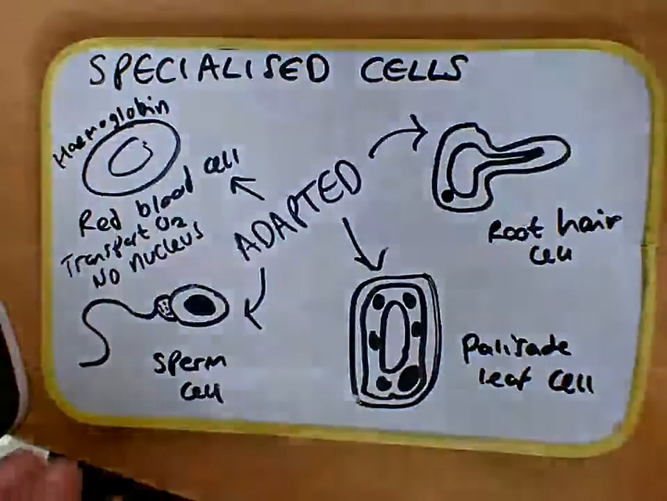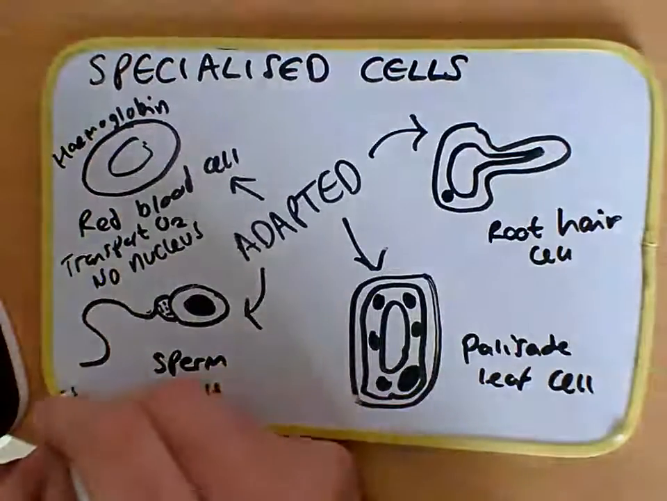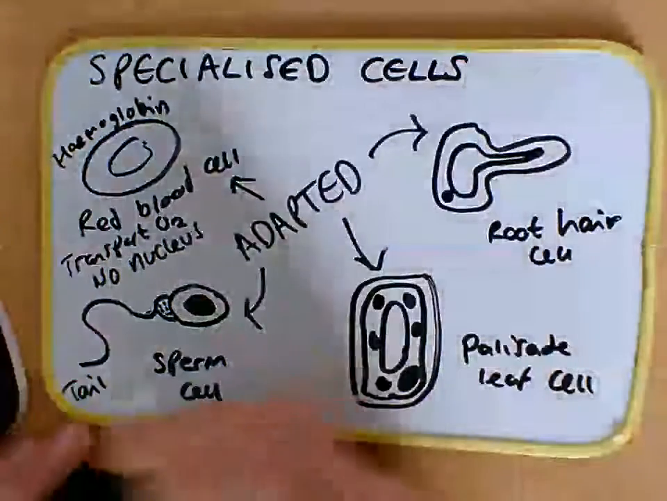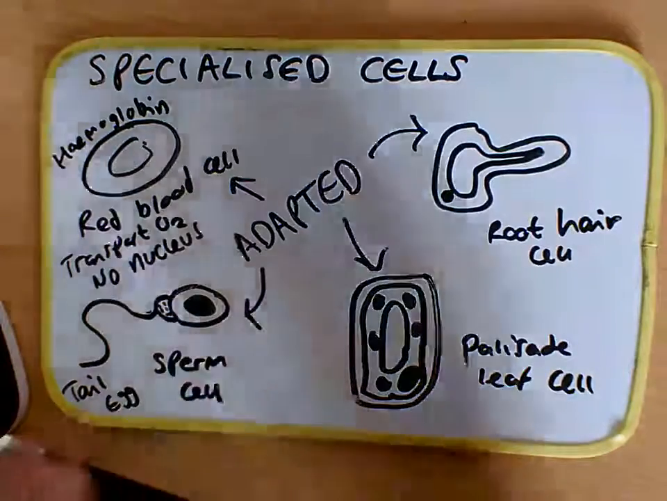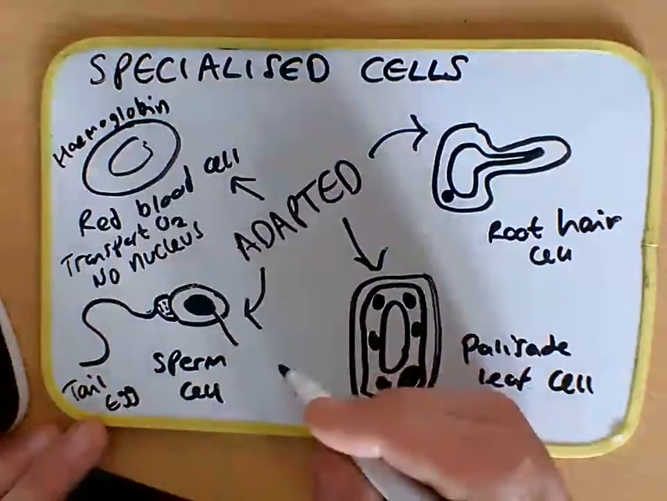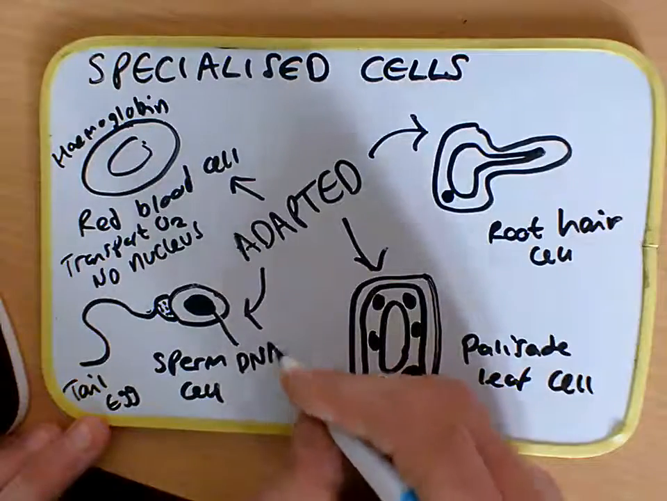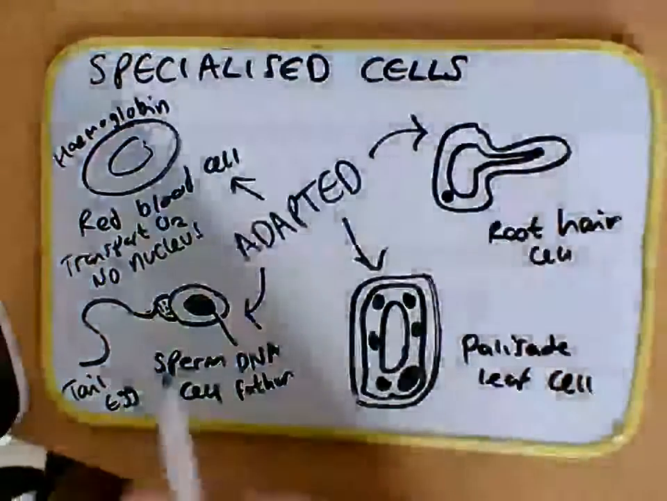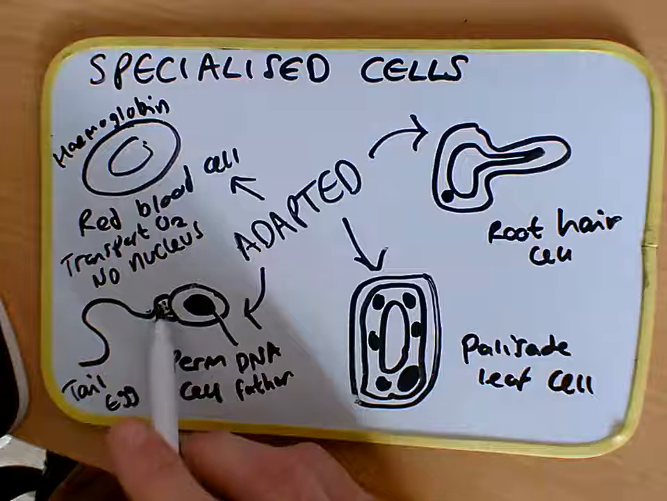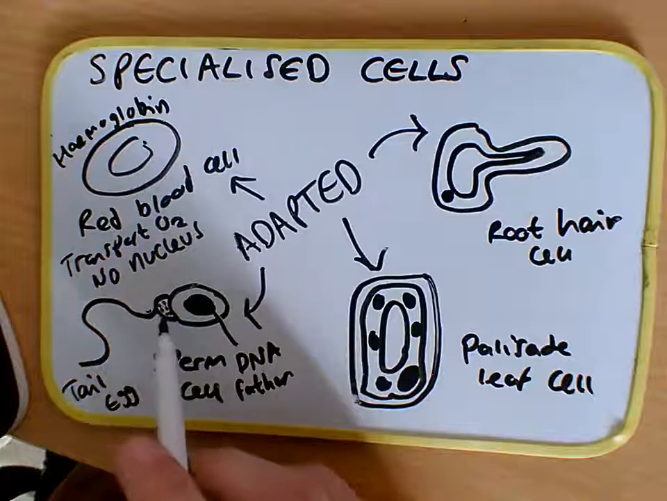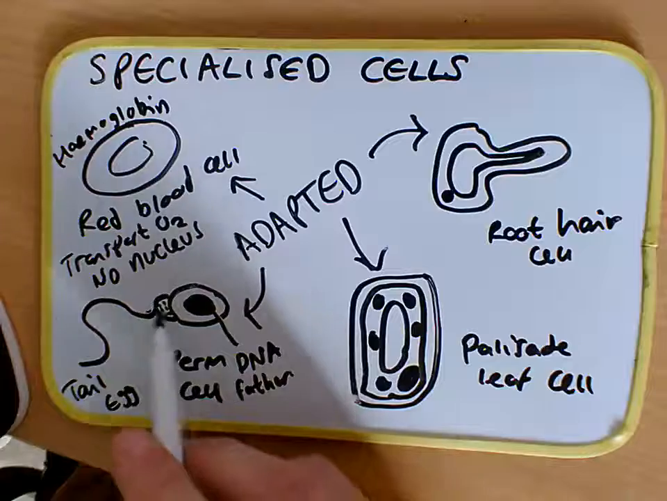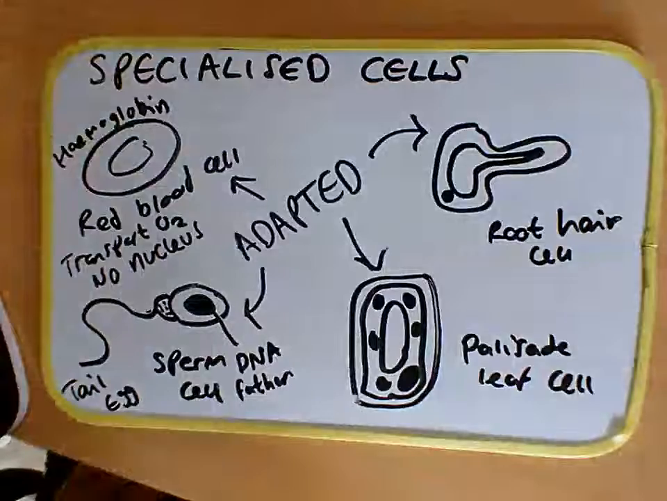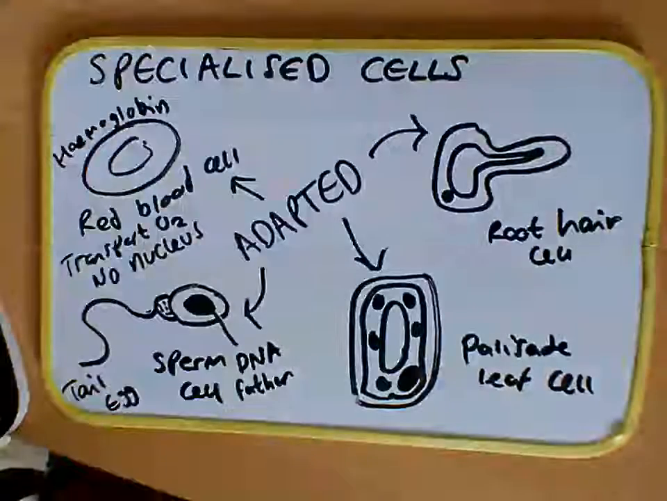The sperm cell has a tail. So the tail basically helps it to swim so it can fertilize the egg. It's also got a very, very large, obvious nucleus that contains the DNA from the father. And if you look at this section here in the middle, these little dots, it actually has mitochondria. So it has lots of mitochondria to provide the energy to actually allow the tail to move, to help it to swim to the egg. So there's the two specialized animal cells.